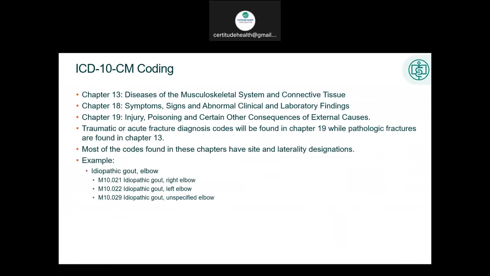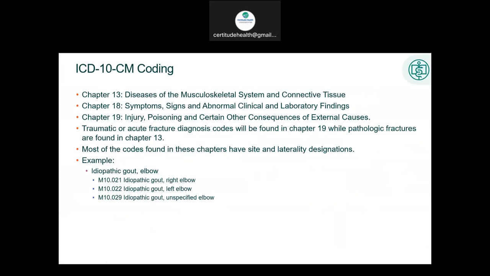Now, the ICD-10-CM refresher is going to first go over where you can find codes for the musculoskeletal system. So, of course, chapter 13, that's diseases of the musculoskeletal system. Chapter 18, which would be signs, symptoms, and abnormal clinical and laboratory findings.